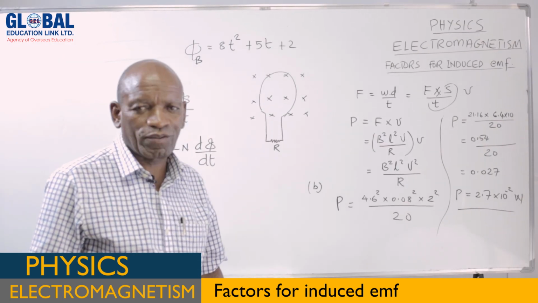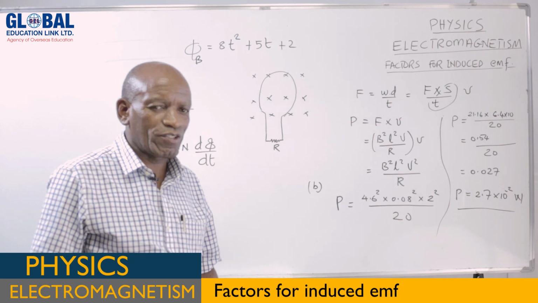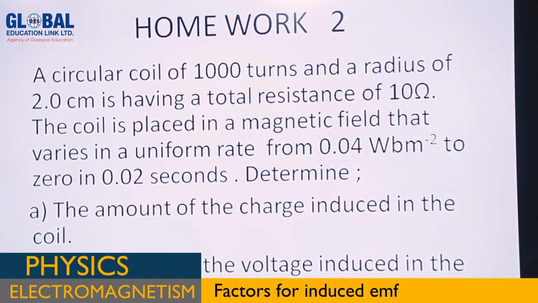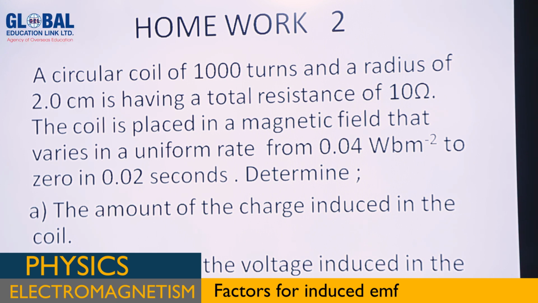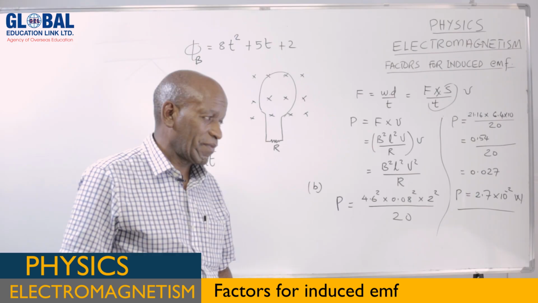Now we go to the second question as your homework. The question goes like this. A circular coil of 1,000 turns and a radius of 2 cm has a total resistance of 10 ohms. The coil is placed in a magnetic field that varies at a uniform rate from 0.04 webers per meter squared to 0 in 0.02 seconds. Determine the following: A, the amount of charge induced in the coil, and B, the voltage induced in the coil.